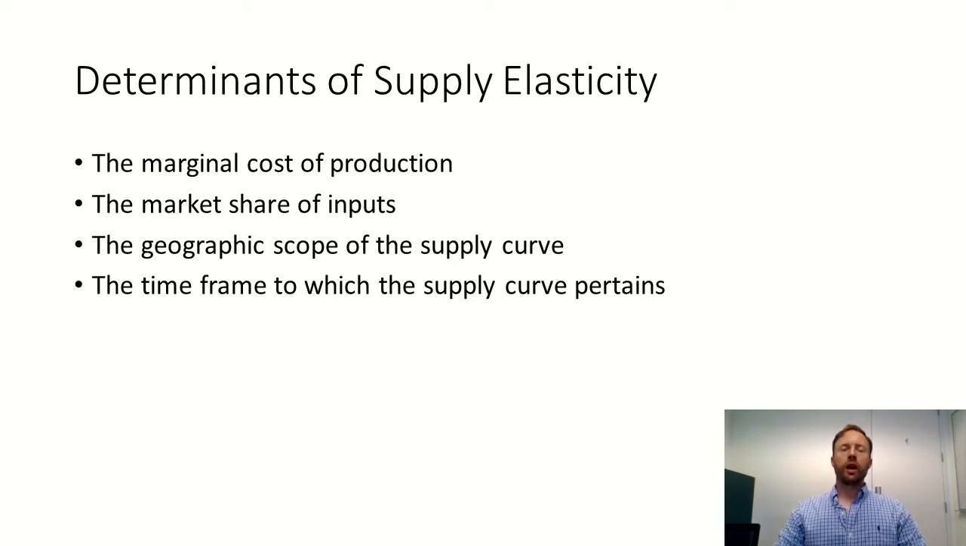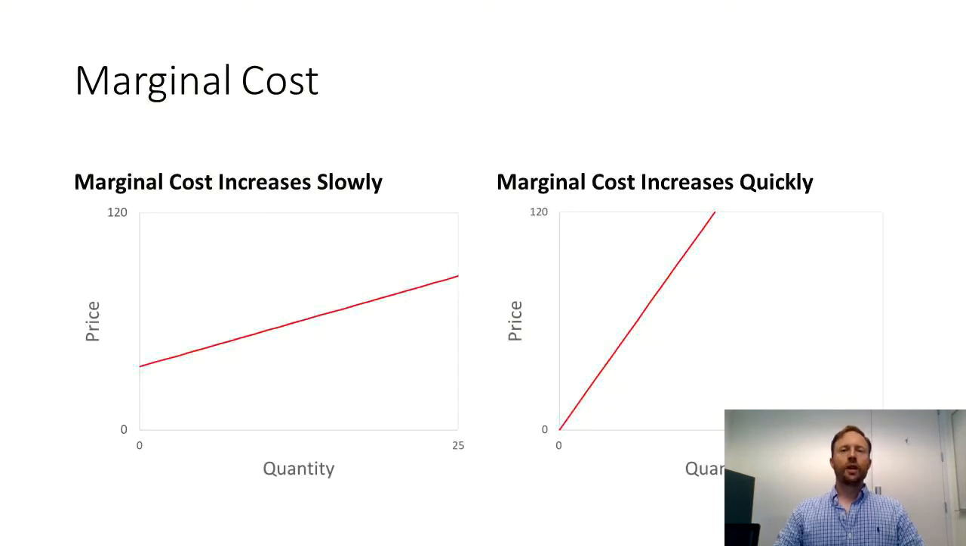Those are the marginal cost of production, whether that cost goes up quickly or slowly, the market share of inputs, the geographic scope of the supply curve, and the time frame to which the supply curve pertains. That last one is quite similar to one of the determinants of demand. First up is marginal cost. So let's begin by defining what marginal cost means.